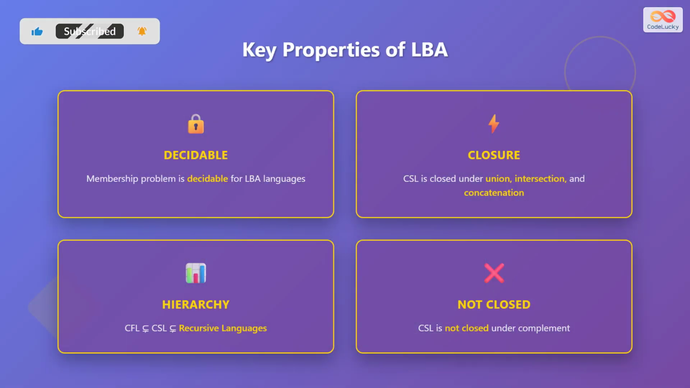Now, let us explore the key properties of linear bounded automata. Firstly, they are decidable. The membership problem, determining if a string belongs to the language, is decidable for linear bounded automata languages. Secondly, context-sensitive languages are closed under union, intersection, and concatenation. Thirdly, when considering the language hierarchy, context-free languages are a subset of context-sensitive languages, which in turn are a subset of recursive languages. And finally, context-sensitive languages are not closed under complement.